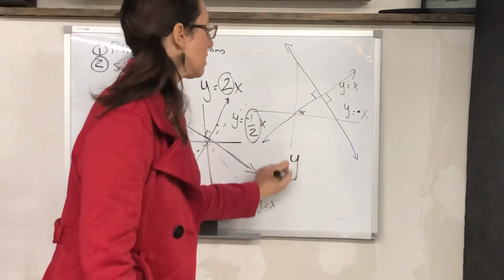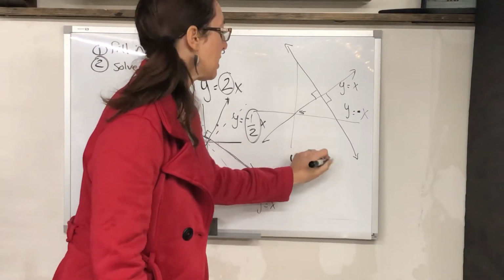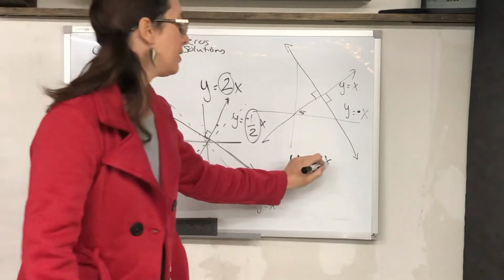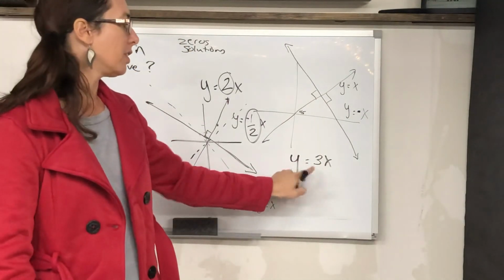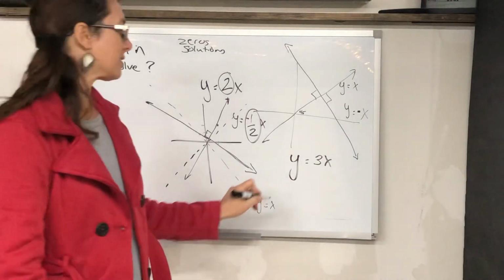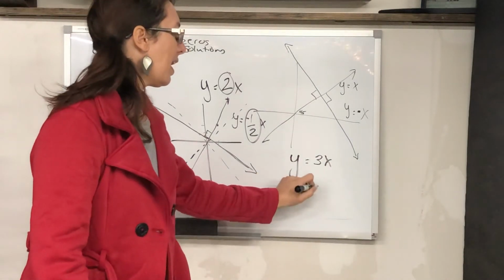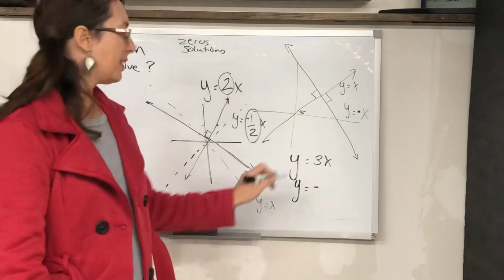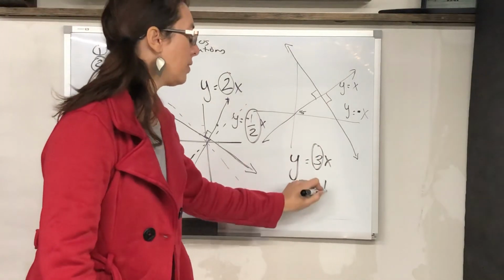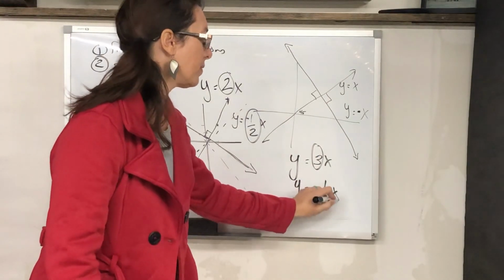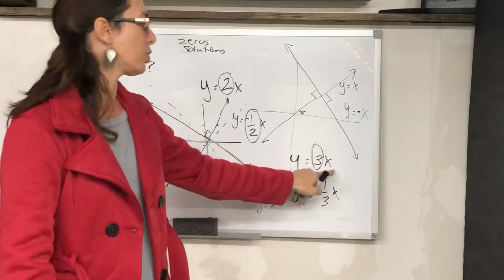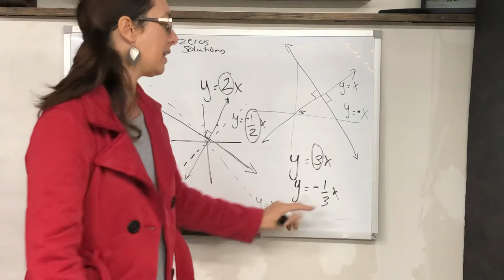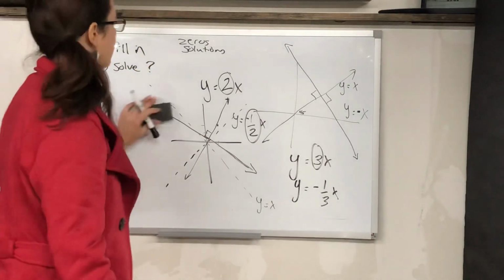So let's just, for fun, play this game. What line crosses perpendicular to y equals 3x? I know it has to be negative, and it has to be the reciprocal of 3, which is 1/3. So the line that is directly perpendicular to y equals 3x is y equals negative 1/3 x.